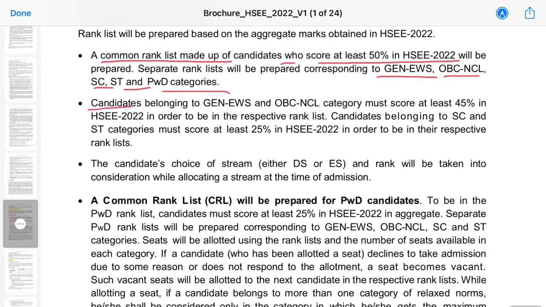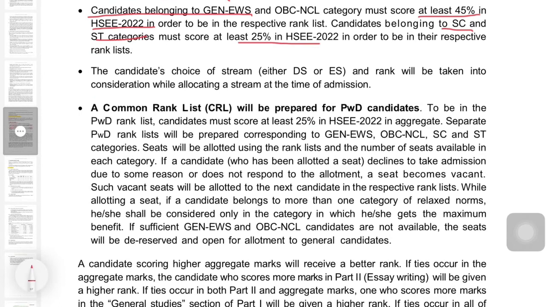Those candidates who belong to the General EWS and OBC NCL categories must score at least 45% in the HSE 2022 in order to come in the respective rank list. Candidates belonging to the SC and ST categories must score at least 25% in the exam in order to come in the respective list. And there will be a common rank list for persons with disability candidates. They will have to score at least 25% in the HSE 2022.